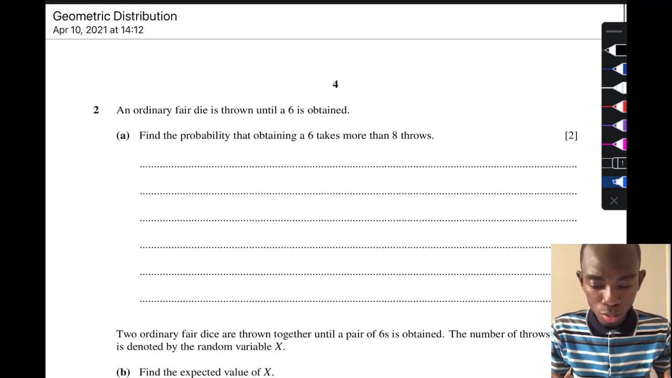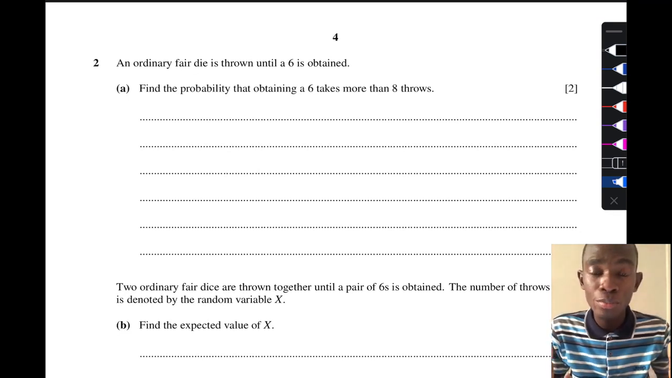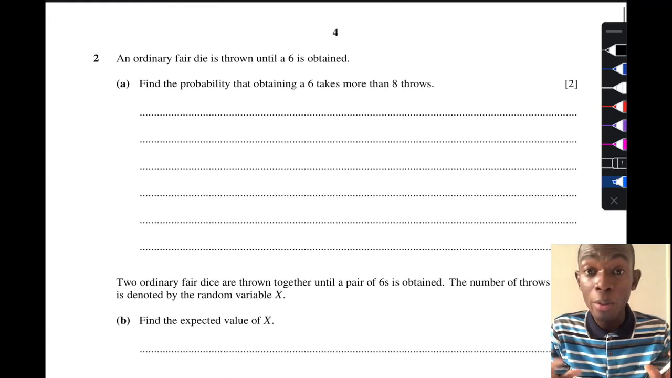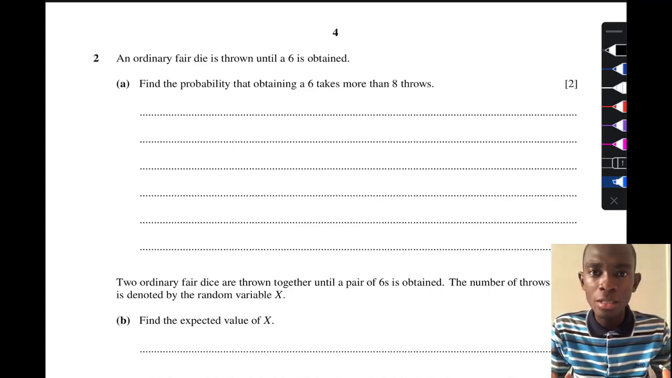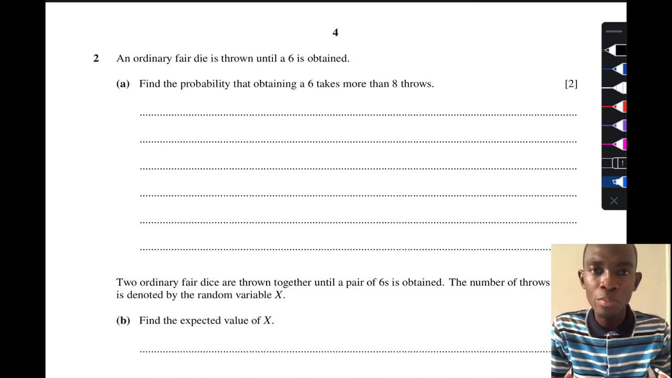Right, so to start, first we need to know what geometric distribution is. I assume you know by now, but let me give you the shortest definition that will help you. If a distribution follows the idea that there is supposed to be some form of failures before there's a success, then that's definitely going to be a geometric distribution.